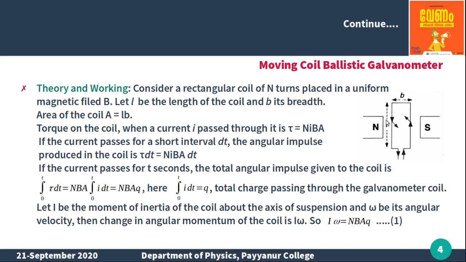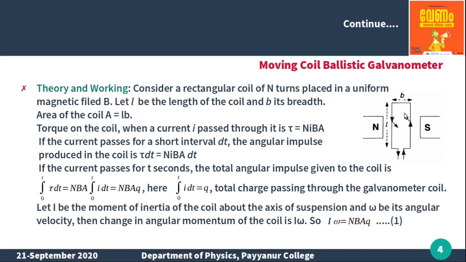Then we can say the area of a single coil is A equal to LB. And we learned that if we place this rectangular coil in a magnetic field, and if a current I passes through it, this coil will experience a torque. Now what we are saying is we place this coil in a radial field. That means the normal to this rectangular coil is always perpendicular to this field.